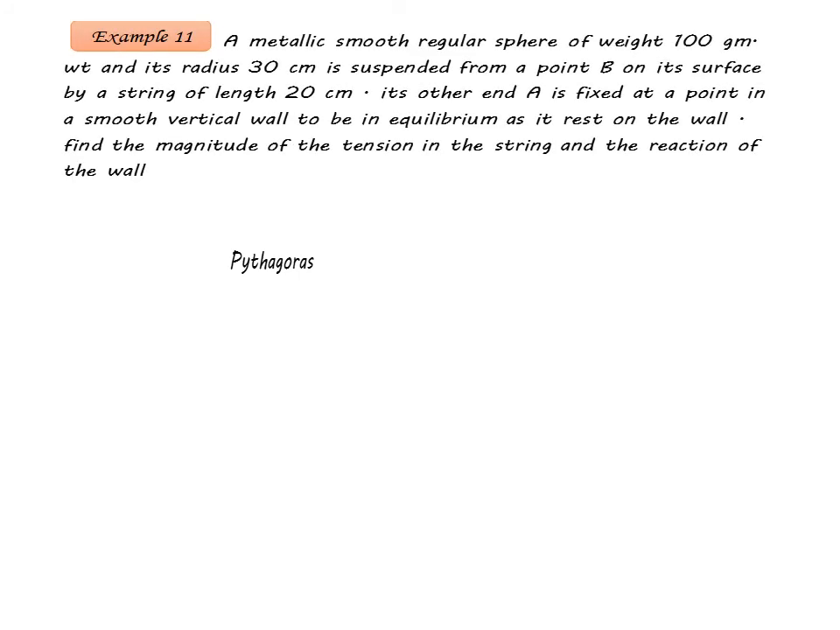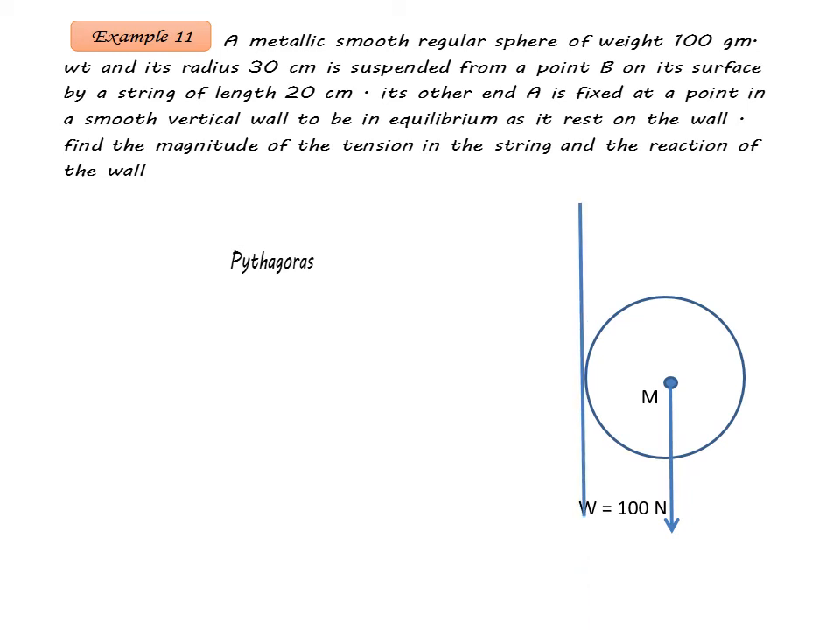A metallic smooth regular sphere of weight 100 Newton and radius 30 centimeters is suspended from a point B on its surface by a string of length 20 centimeters. Finally, we have the sphere. Of course, the weight acts at the center, vertically down, equal to 100 gram weight. Then it is suspended from a point B on its surface by a string of length 20, and the other end A is fixed at a point on a smooth vertical wall.